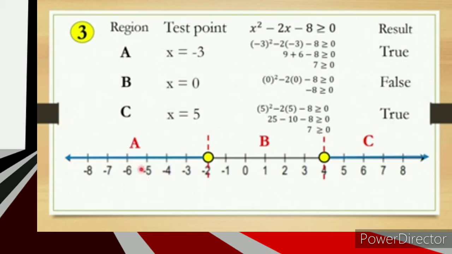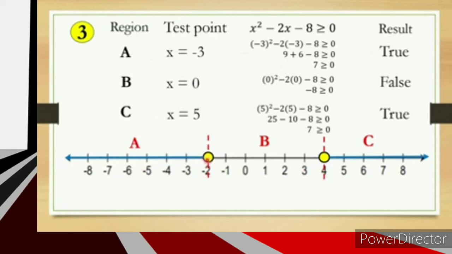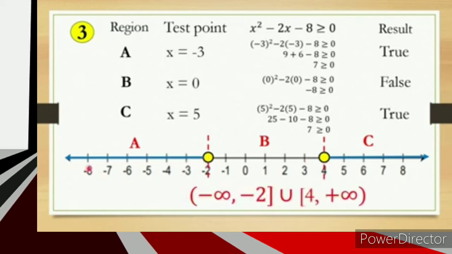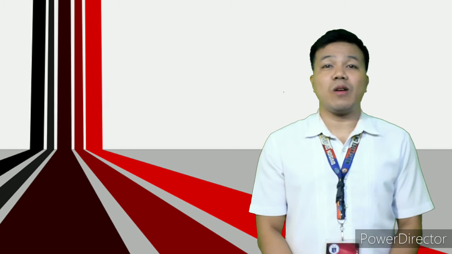So how do we write them in interval notation? Remember that -2 and 4 are part of the solutions. The value of x such that x is less than or equal to -2 or x is greater than or equal to 4, or the solution set is from negative infinity to -2 union 4 up to positive infinity. So that's how we solve quadratic inequalities.